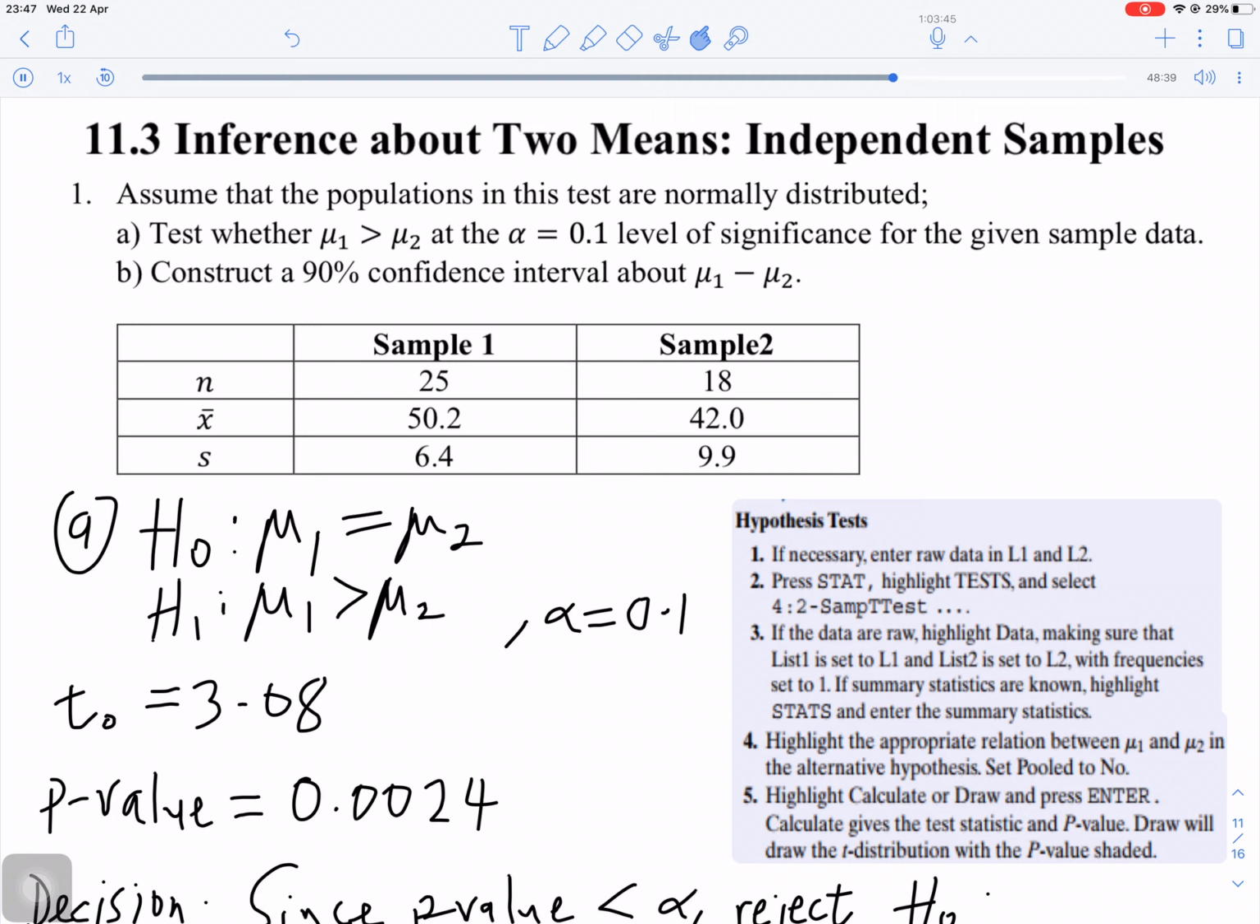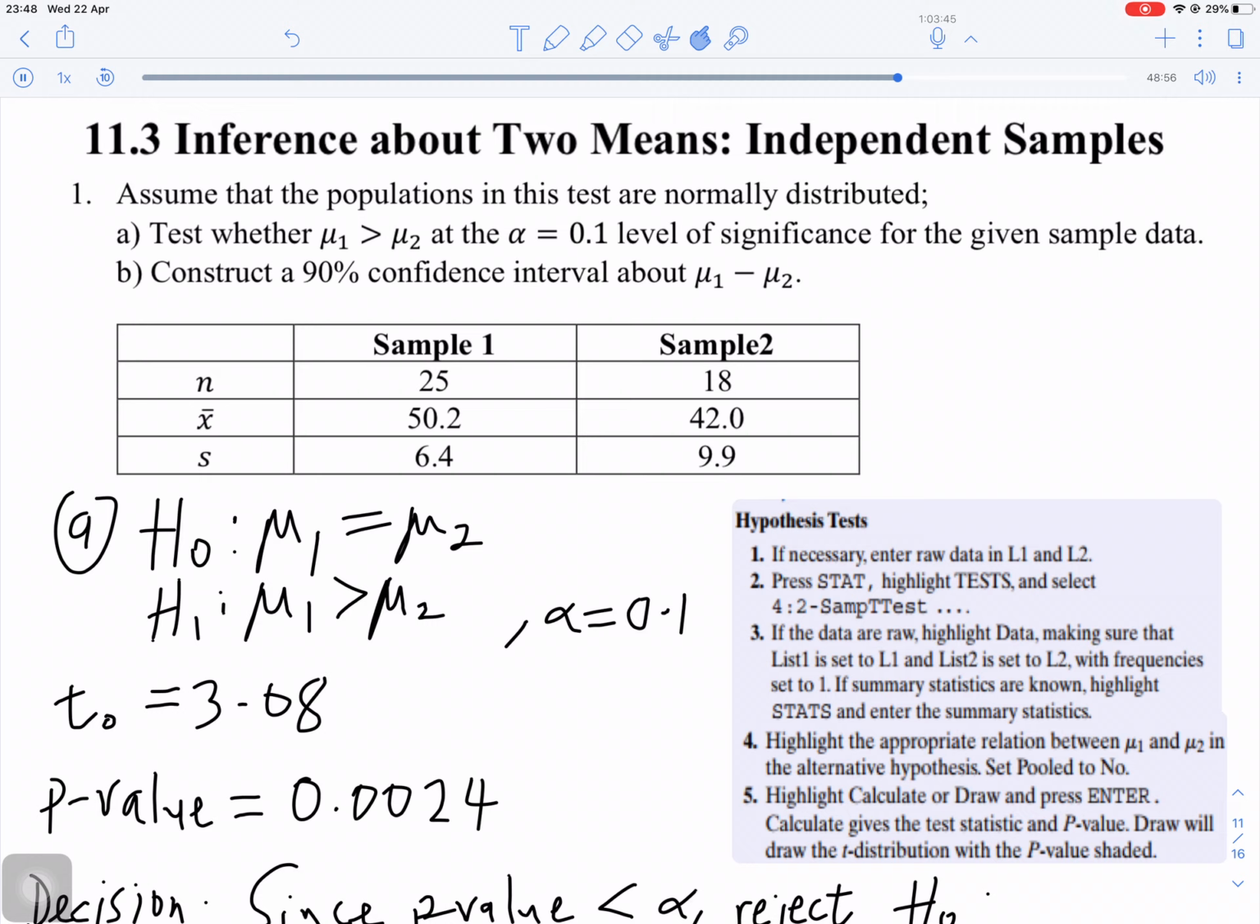As usual in this chapter, we are using just technology to get our results because it's simpler to do. You just have to understand how to set up your hypothesis and interpret the results. The software can do the rest for you.